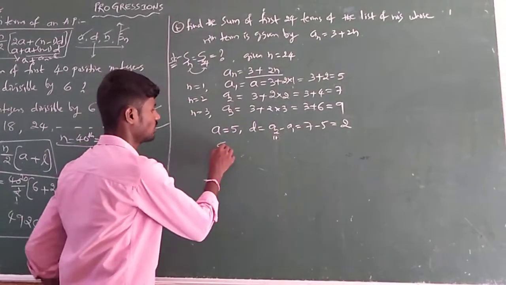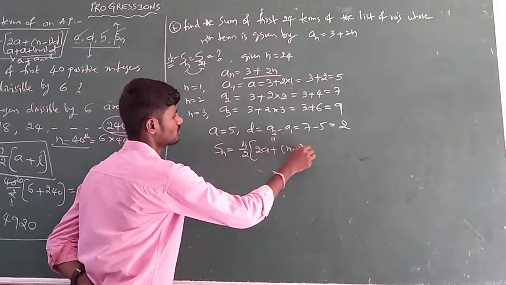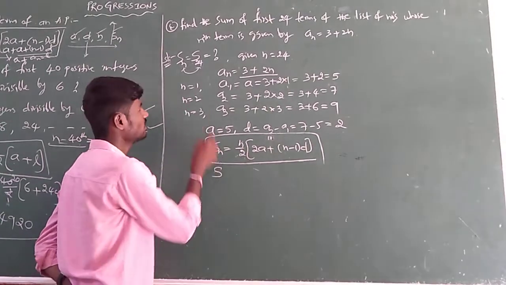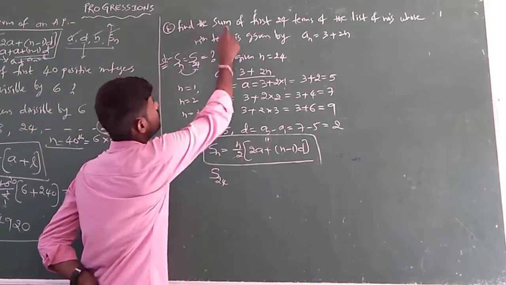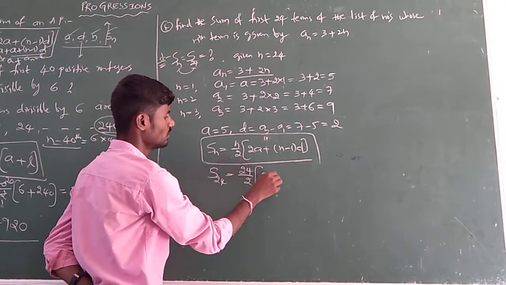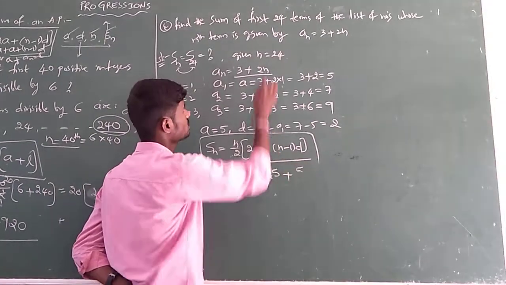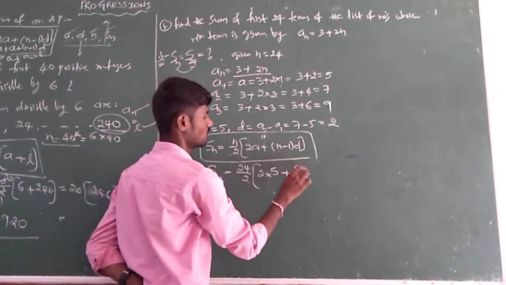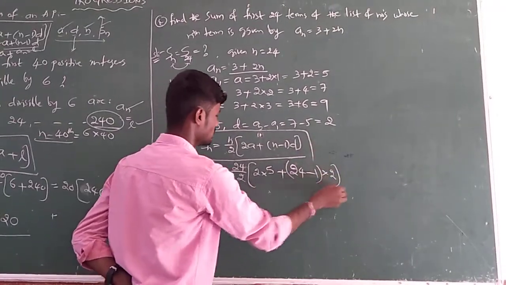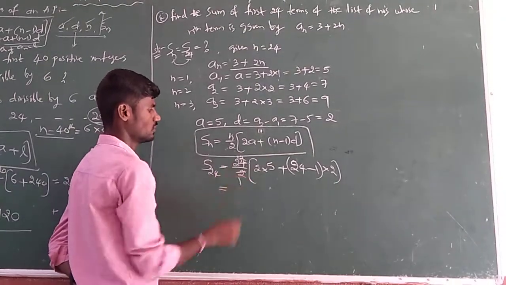Then they are asking S24. So from the formula, Sn equals n by 2 of 2a plus n minus 1 into d. Substitute in this formula. N how much? 24. We are finding first 24 terms. N is 24 by 2, 2 into a, how much? 5. Plus n, sorry, 24, minus 1 into d value, how much? 2. If you simplify, you will get S24. 24 by 2, that means 12.